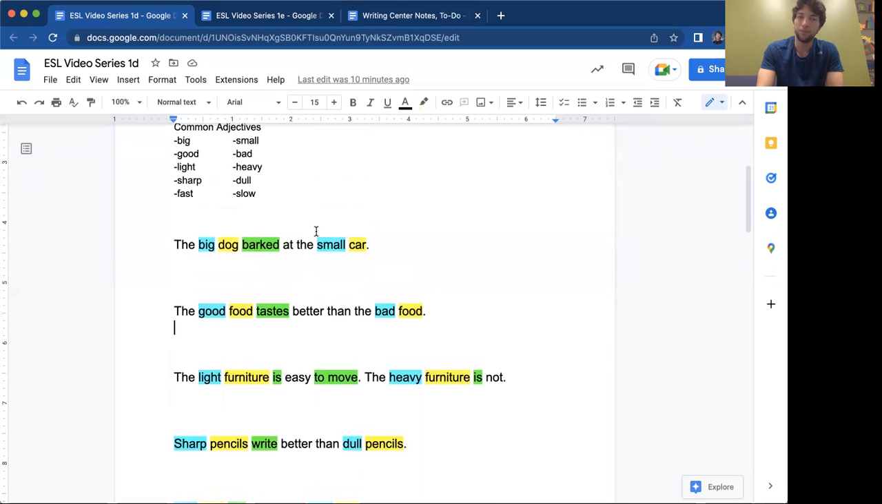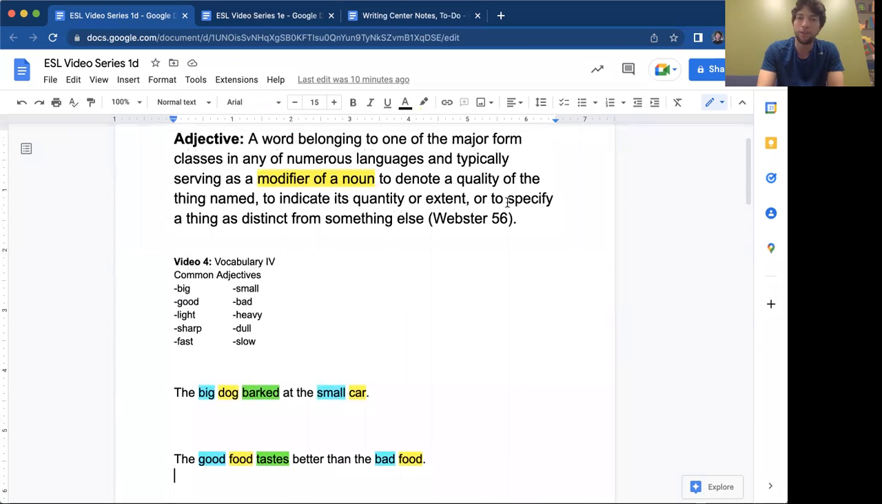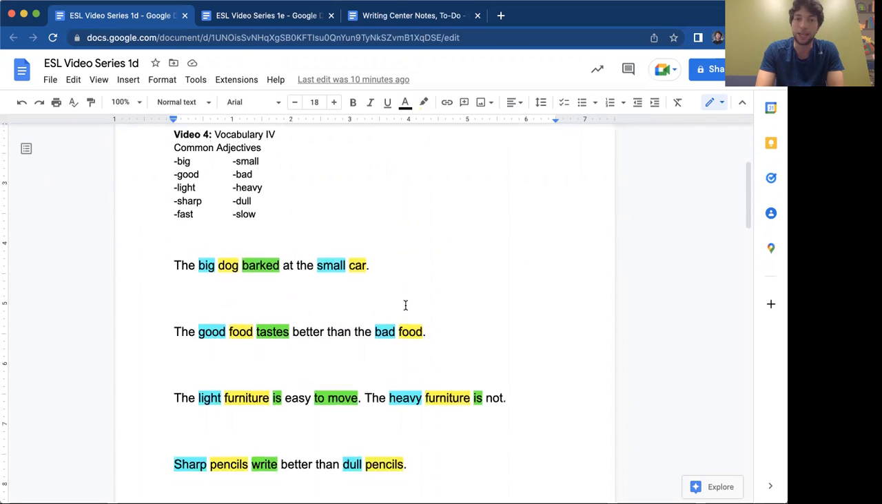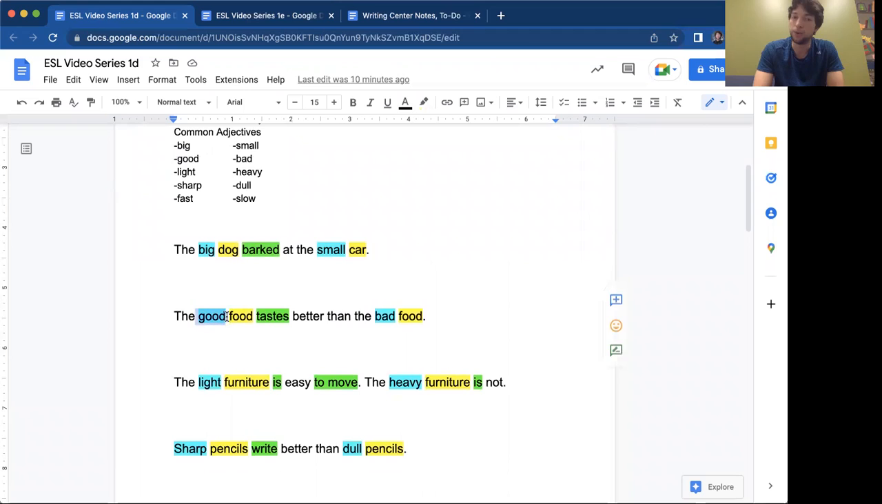So when we look back at our definition, one of the functions of an adjective is to specify a thing as distinct from something else. And that is exactly what these adjectives are doing. They're distinguishing the good food from the bad food, right? So one thing of food is good and one thing of food is bad, right?